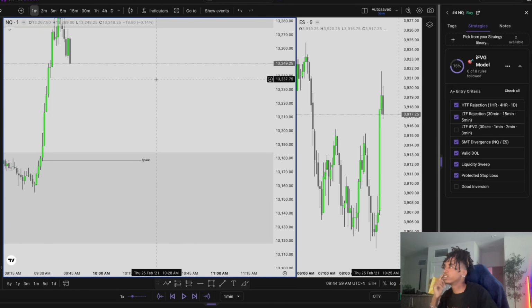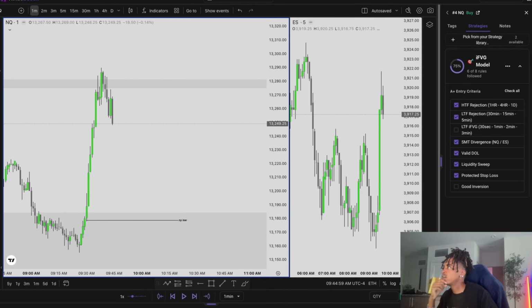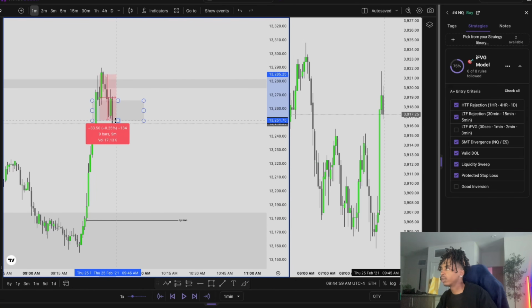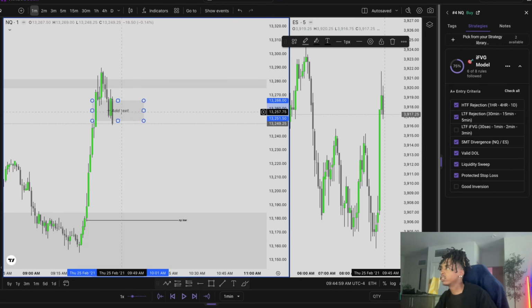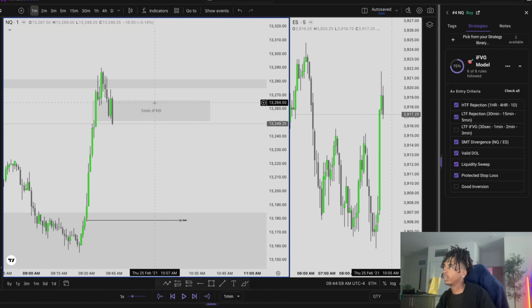It's not a wick, so it's not a really good draw on liquidity target, but I do feel like we got a failed sequence to the upside here. When we run lower, fail up, and then we get that close through the 1 minute inversion, that a lot of times gives me confirmation that price wants to go lower. So we have the 1 minute iFVG right there.